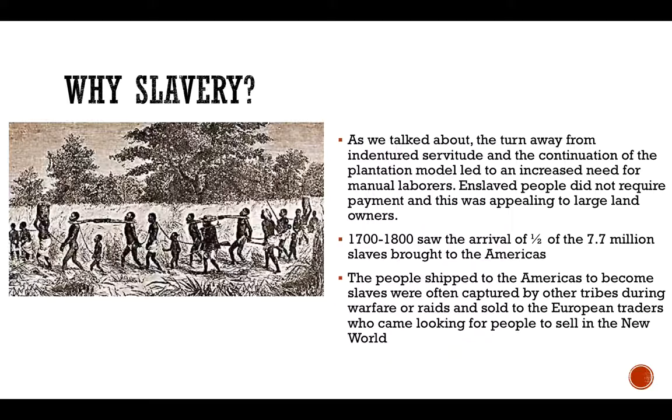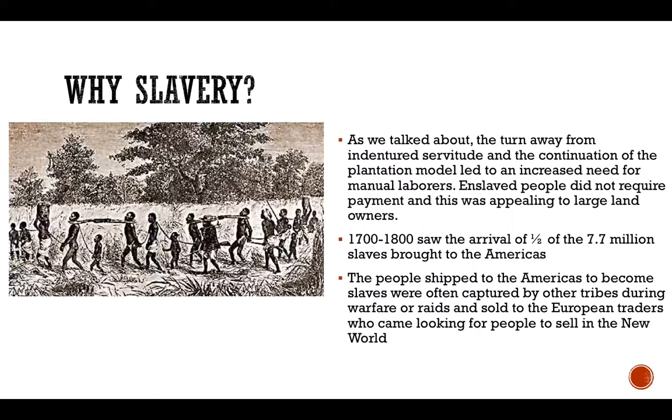Again, a reminder, the 7.7 million number is the number of people who were taken out of Africa and brought to the Americas. This does not count the continued generations with people having children who were then also enslaved.